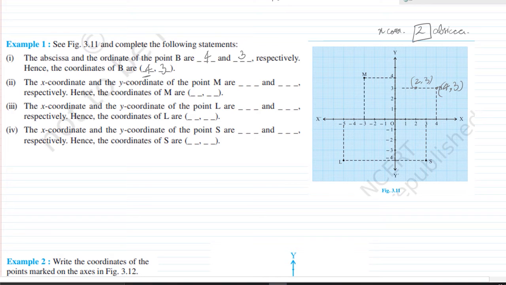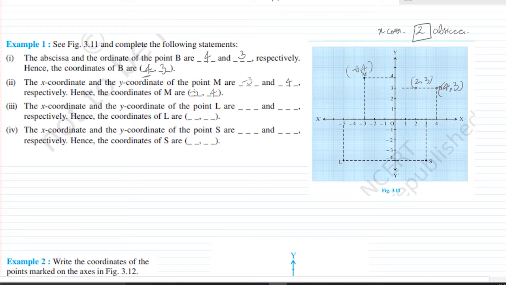The next question: the x ordinate and y ordinate of the point M. Where is M? M is here. What is on the x axis? -3. And what is on the y axis? 4. So the coordinates are -3, 4. What is our x coordinate? -3, right? And what's our y coordinate? 4.